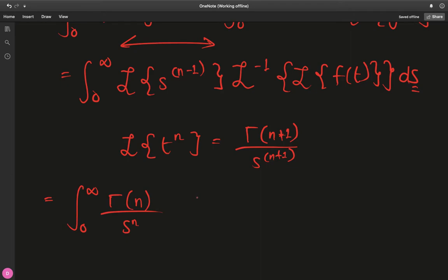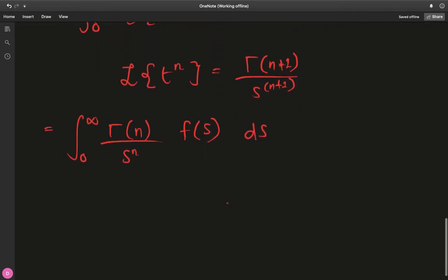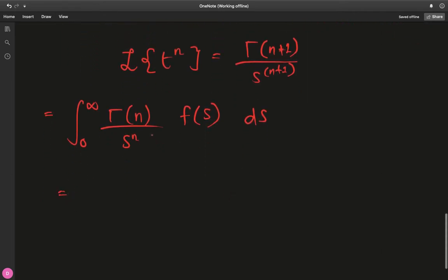And since we have to end in s, this will not be a function of t, it will be a function of s ds. And the gamma of n is a constant, so we can take it out of the integral. We have the integral from 0 to infinity of f of s divided by s to the n ds.